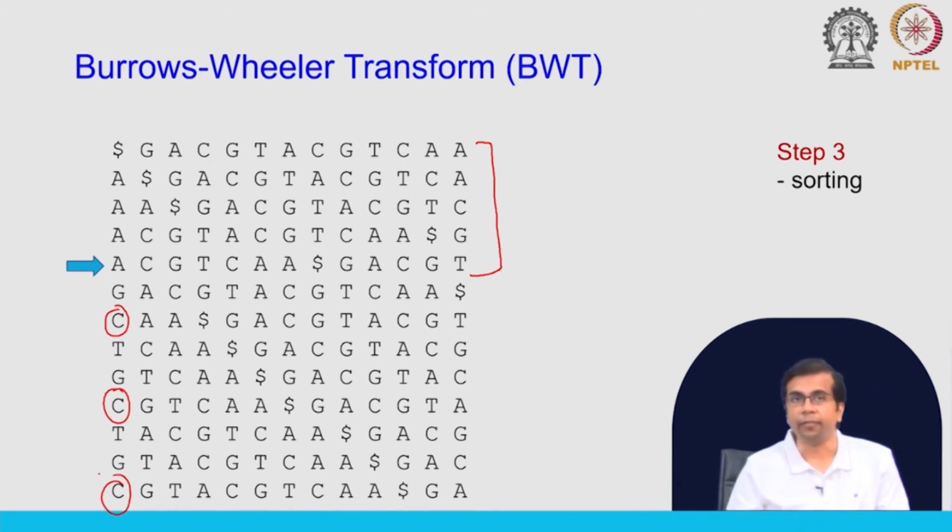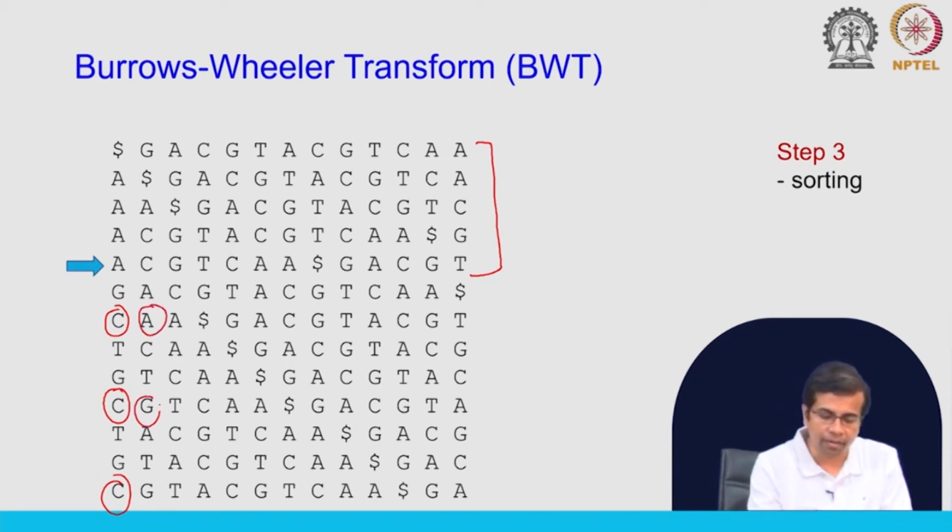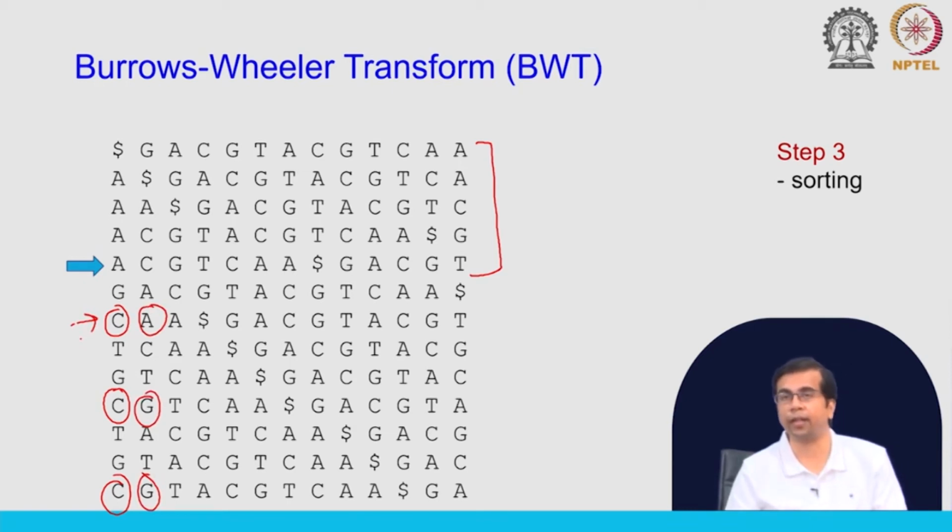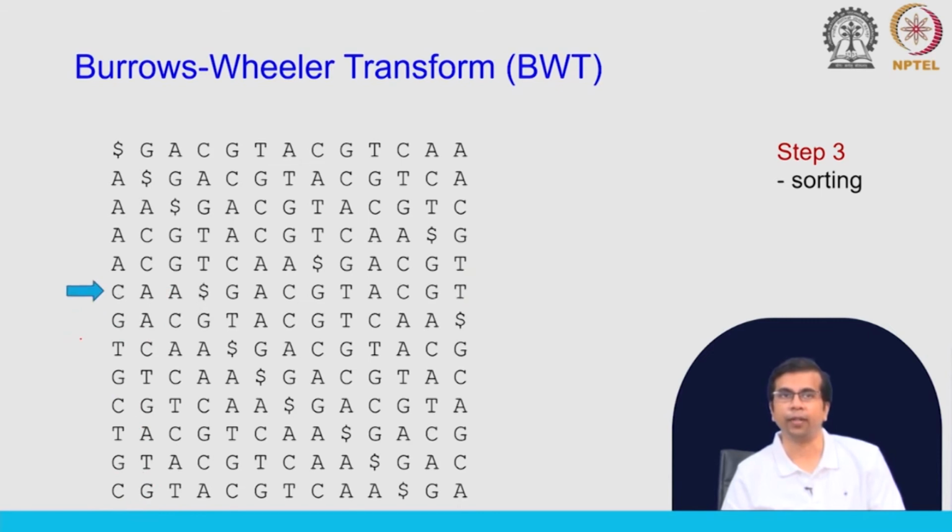Again there are 3 that start with C. Then we look at the second letter: we have A, we have G, we have G. So, this one starts with A, the second letter is A, so we will choose this one, and this will come up here, and we have sorted this one.